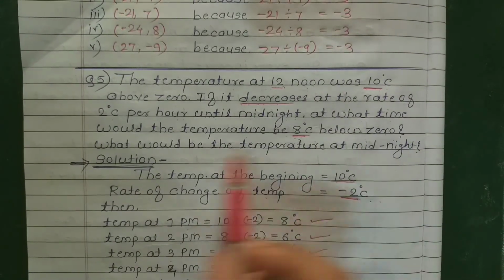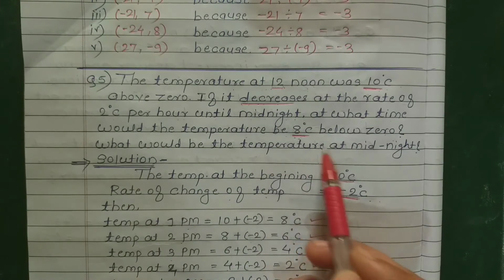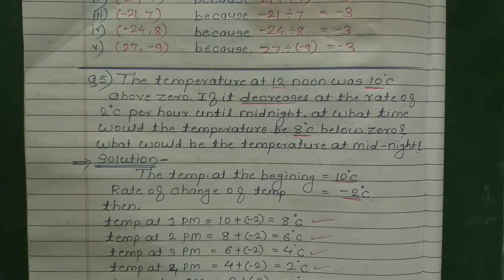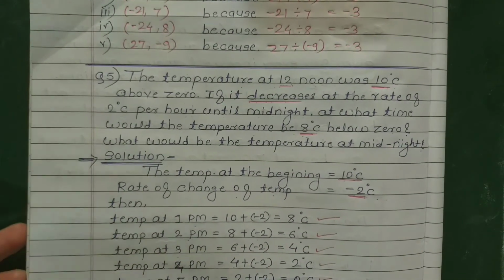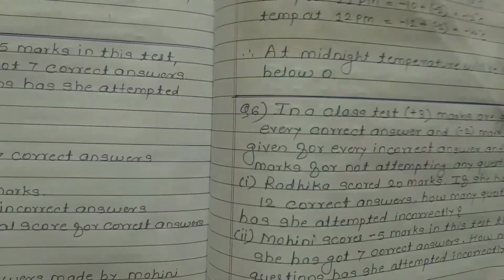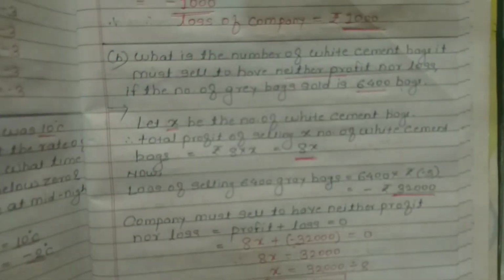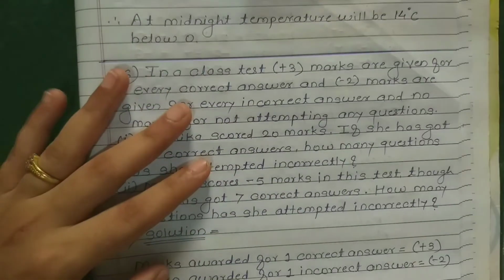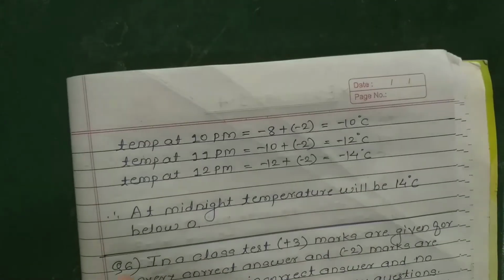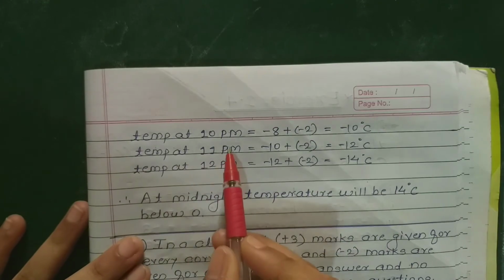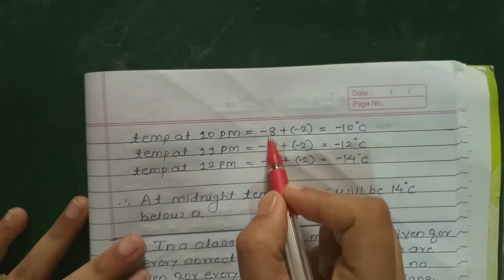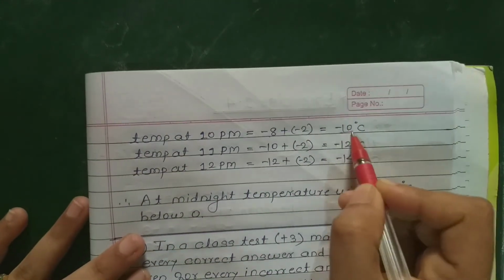Okay, now there is one more question. That is, what would be the temperature at midnight? That means you have to find it at 12. So up to 9 p.m. the temperature will be negative 8 degrees Celsius. Okay, so the temperature at 10 p.m. will be negative 8 plus negative 2, negative 10.